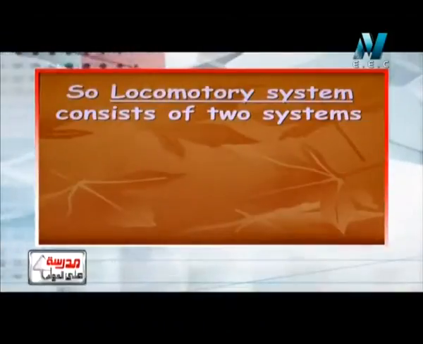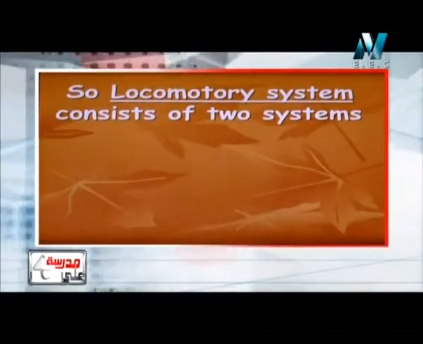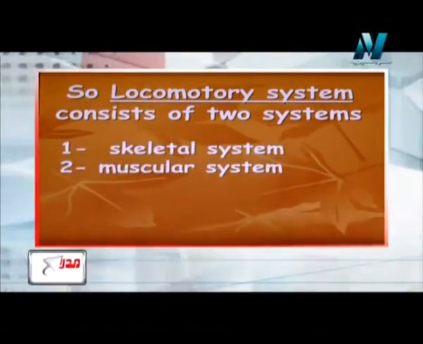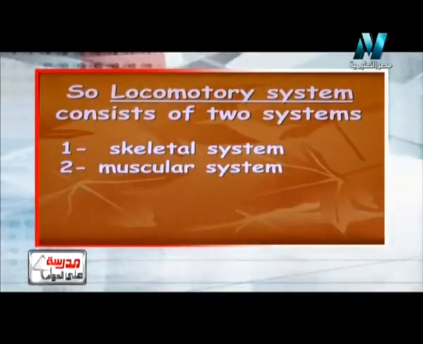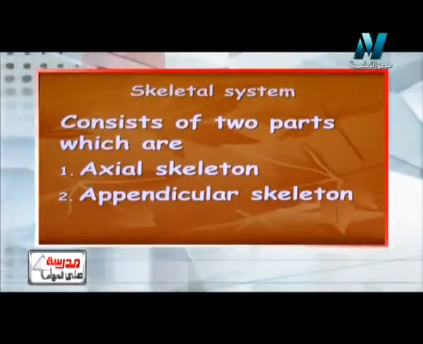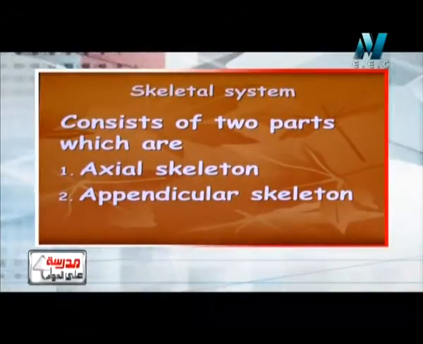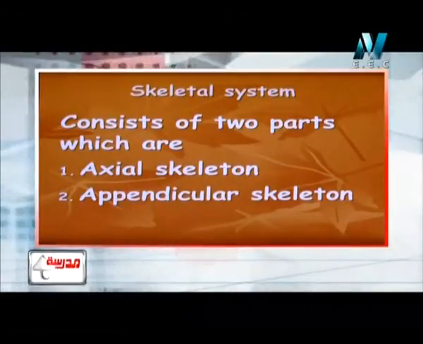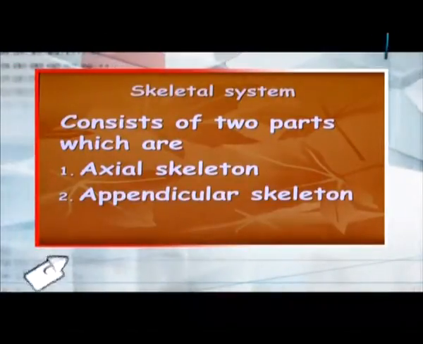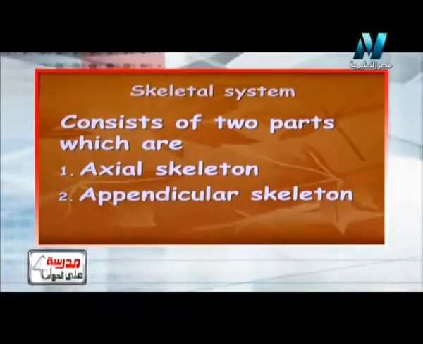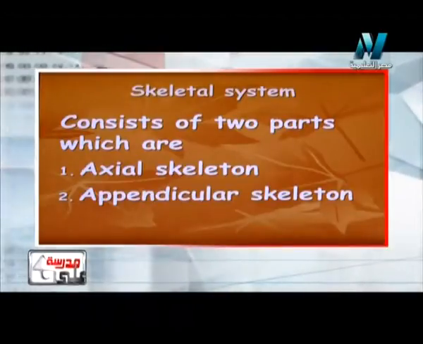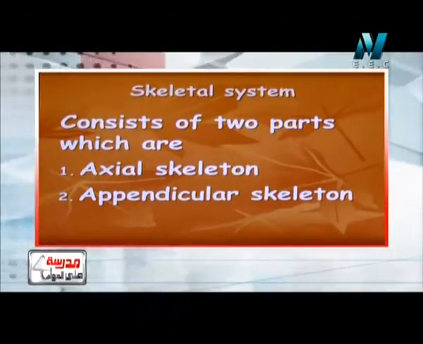So now, what are the components of the skeletal system? I think we can say that the locomotory system consists of two main systems, which are the skeletal system, الجهاز الهيكلي, and the muscular system, الجهاز العضلي. So now, the skeletal system consists of how many parts? The skeletal system, أو الهيكل العظمي, consists of two main parts, which are the axial skeleton, الهيكل المحوري, and the appendicular skeleton, الهيكل الطرفي أو الأطراف, the four limbs that we have.